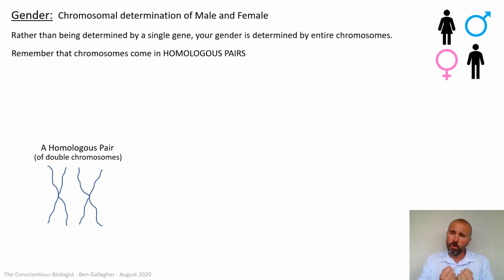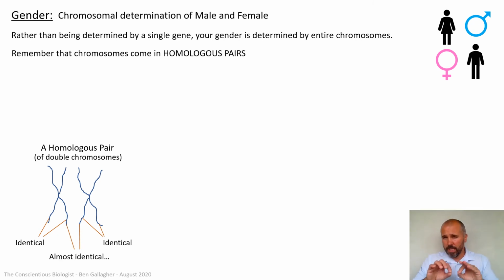Now, when you've got a homologous pair, and you should recognize this diagram from the meiosis video, the two that come from one parent, they're identical to each other. They have identical genes. Same on the other one, but they're almost identical in the separate chromosomes of the homologous pair, because they can carry different alleles. This is what's been at the root of everything we've done in genetics.